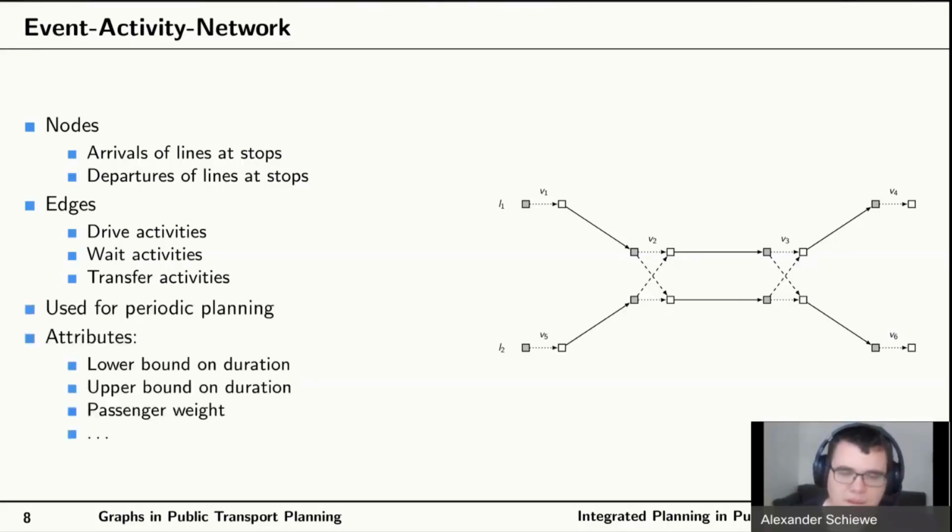And this kind of network is then often used for periodic planning. So, for example, if you want to find a periodic timetable for our models. And possible attributes, again, just like you saw before as tables in Visum, could now be some bounds on the duration of such an activity, could be a passenger weight, could be times for the events.